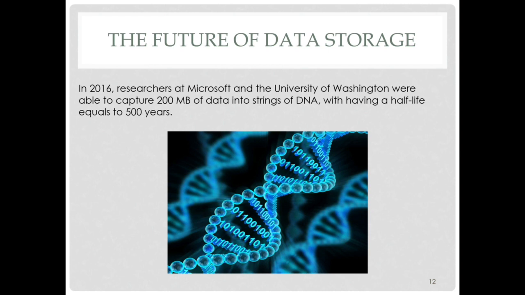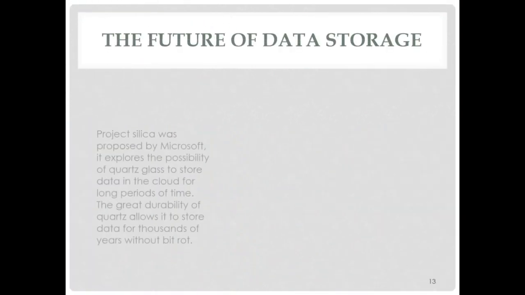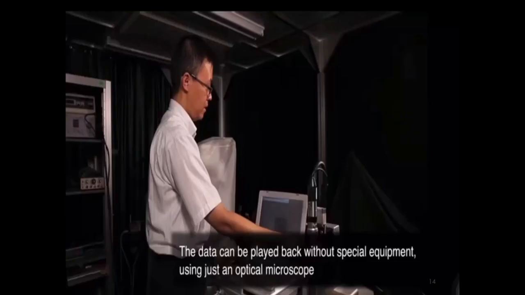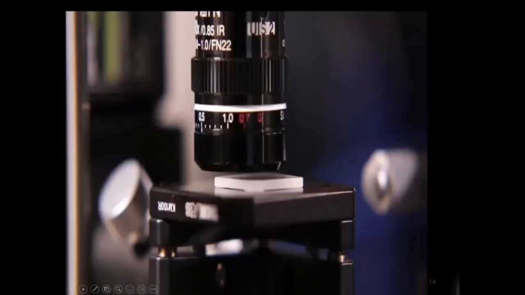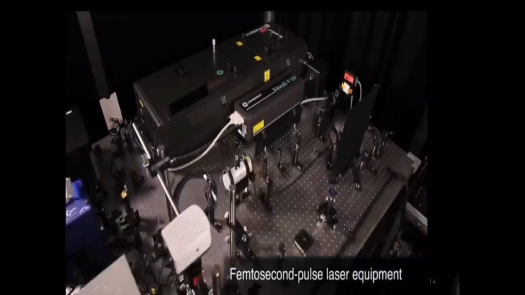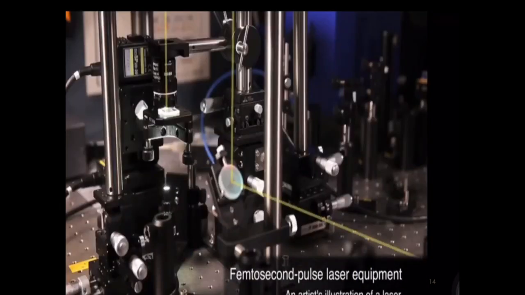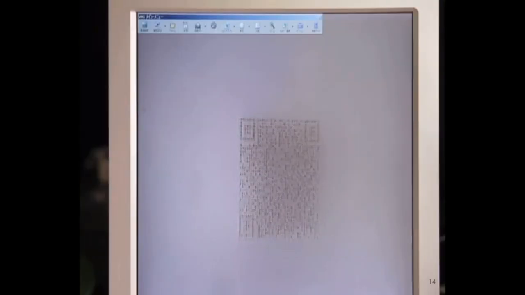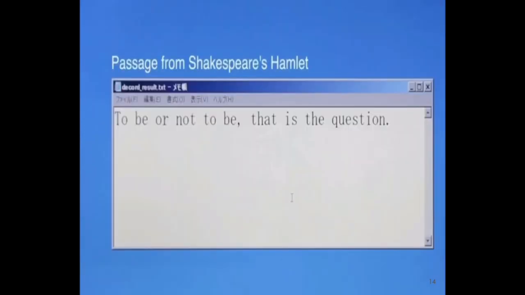While aiming to reach our maximum human potential, Project Silica was born. Project Silica was proposed by Microsoft, exploring the possibility of quartz glass to store data in the cloud for long periods of time, due to its great durability. In 2013, they succeeded in storing a 300 kilobyte text file in fused silica glass by etching nanoscale gratings at various depths and angles, creating a 3D grating layout of the data. A special type of microscope is used to read the data.